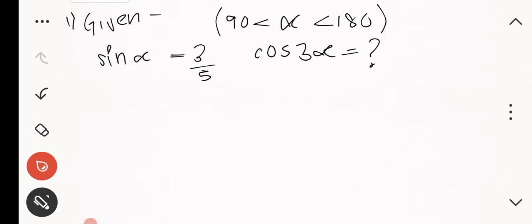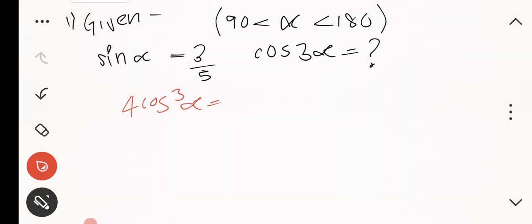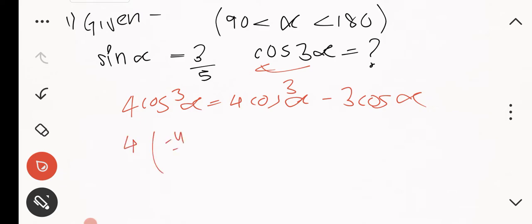Okay, now in this question we should use cos 3 alpha equals 4 cos cube alpha. In the previous example we wrote theta, in place of that they wrote alpha. So it is 4 cos cube alpha minus 3 cos alpha. Now we will solve: 4 into minus 1 by... 4 cube, minus 3 and minus 4 by 5. You may think how we got 4: we have 3 by 5, and if we do the Pythagoras theorem, you will get the value 4.